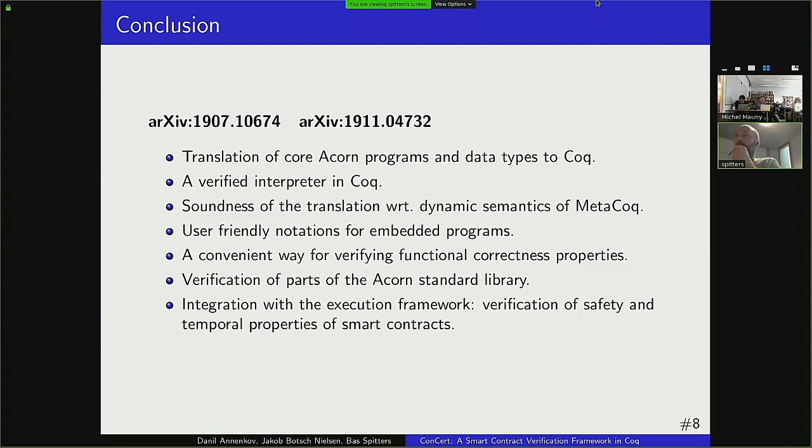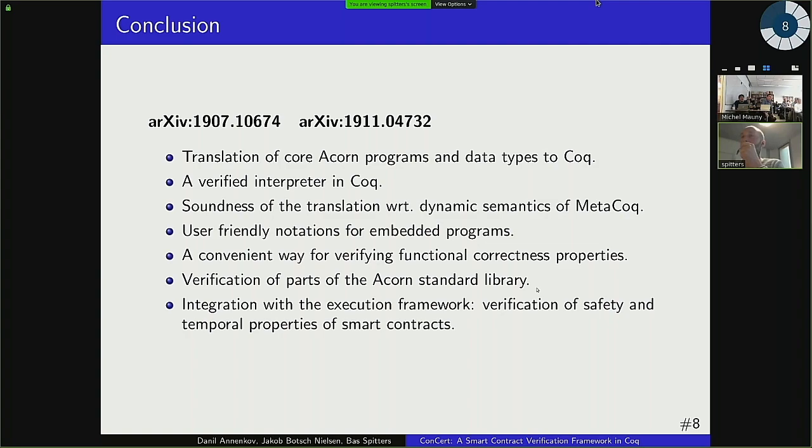We have a verification of a part of the Acorn smart contract language, the standard library, but very similar things should work for any of the other functional languages that are being developed. So I think most of this should be possible to copy, especially because we're also building the infrastructure to do this. And then we have the integration with the execution framework, so we can actually run these smart contracts inside the Coq system and reason about safety and temporal properties.